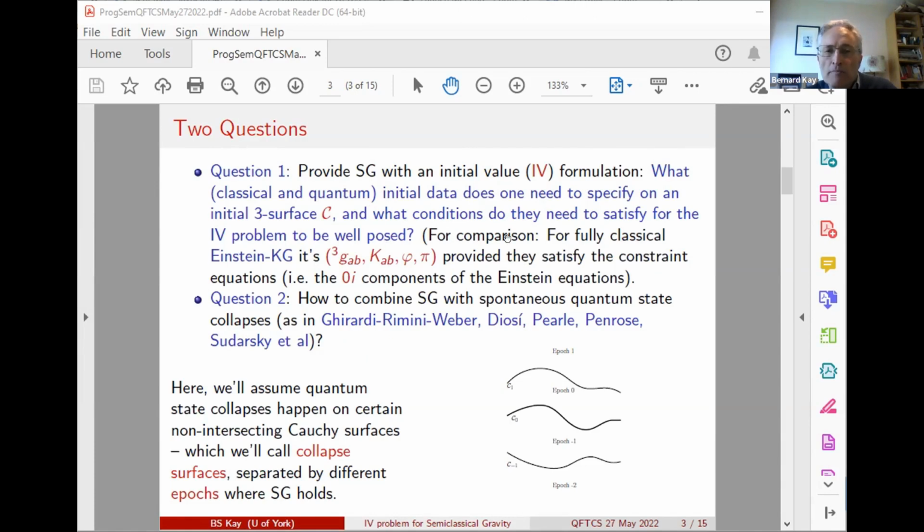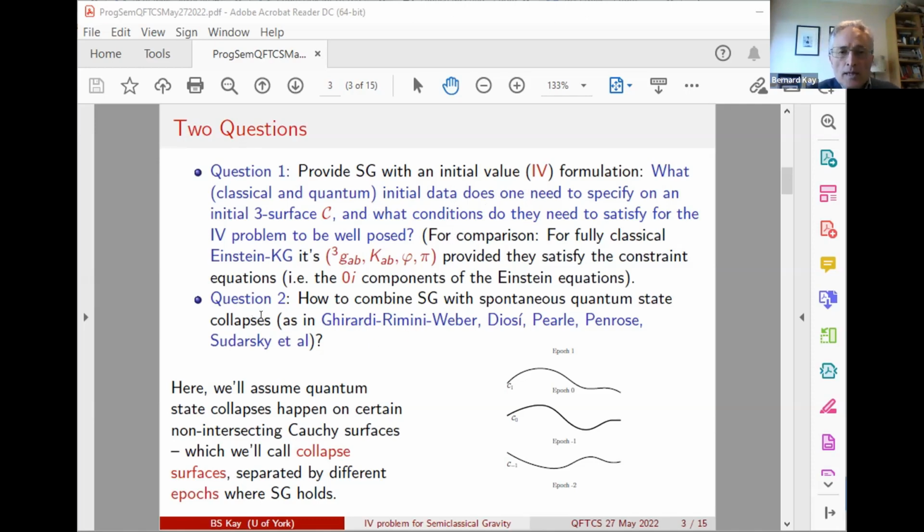So just for comparison, in the case of the fully classical Einstein-Klein-Gordon system, of course, we know what the answer would be to that question. It would be that we need to specify the three-metric, the extrinsic curvature, and the Cauchy data phi and pi for the, in this case classical, Klein-Gordon field, and provided they satisfy the constraint equations, the zero-I components of the Einstein equations, we know the initial value problem is well posed. Okay, so we want to find out what's the corresponding answer for our semiclassical Einstein-Klein-Gordon system.